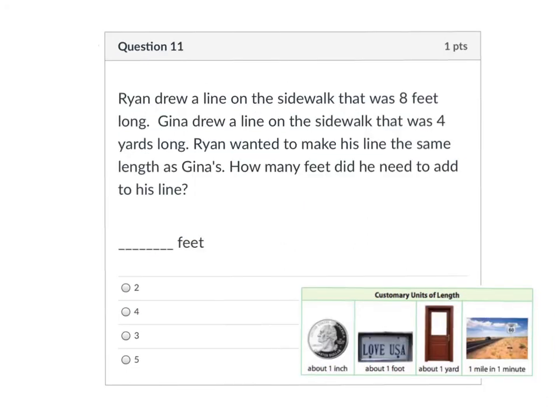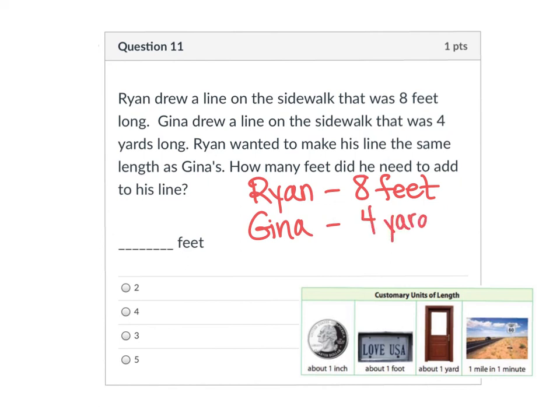Ryan drew a line on the sidewalk that was 8 feet long. Gina drew a line on the sidewalk that was 4 yards long. Ryan wanted to make his line the same length as Gina's. How many feet did he need to add to his line? So we're just going to write out some notes here. We know that Ryan has a line that's 8 feet. Gina has a line that's 4 yards. We need to change this into feet so we can figure out how many feet Ryan needs to add to his line. So this is, again, if we look at it, we're going from large to small. So horse to fly, we multiply.